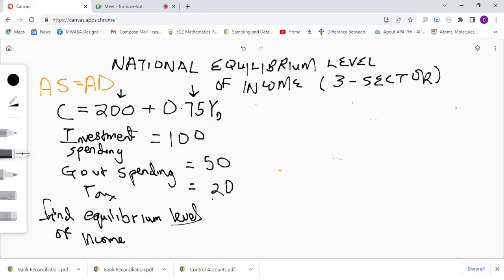Then we have our YD here, which represents disposable income, and you should remember that disposable income, so YD equals our income minus tax. All right, so we're told investment spending is 100 million, government spending is 50 million, and tax is 20 million. They've told us to find the equilibrium level of income.